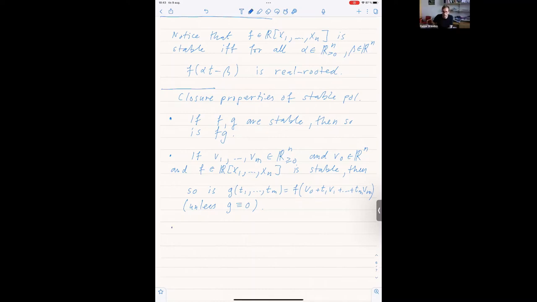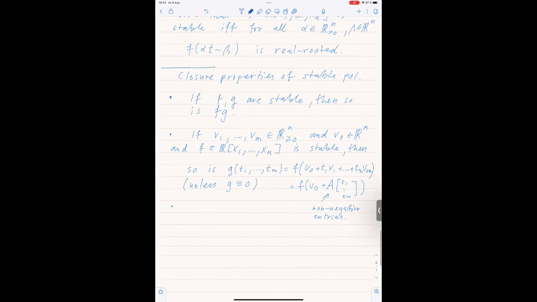Peter. Yep. How about if you transform by multiplying by a matrix? Well, this is essentially that, right? We could write this as F is V0 times A times this vector T1 through Tn, but this has non-negative entries. Yeah. So it's how you want to phrase it.